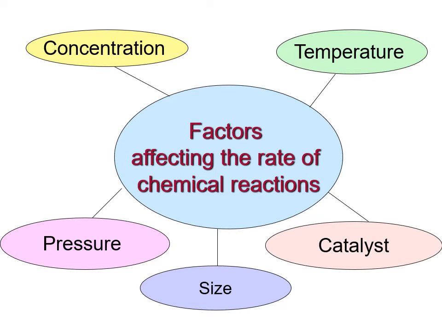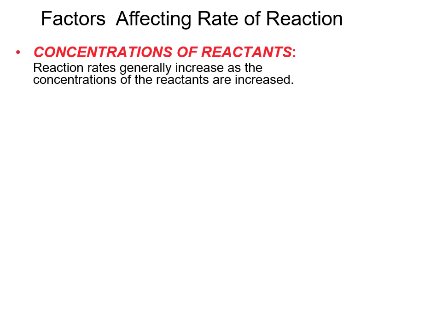There are 5 factors that will affect the rate of chemical reaction. Number 1 is concentration. Number 2, pressure. And then temperature, which is regarding the Arrhenius equation. And then catalyst. And finally, particle size. This is the summary of the things that we are going to learn today.